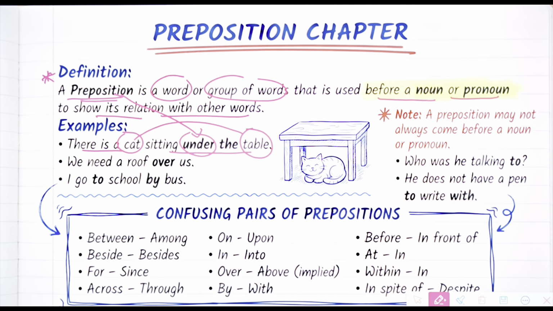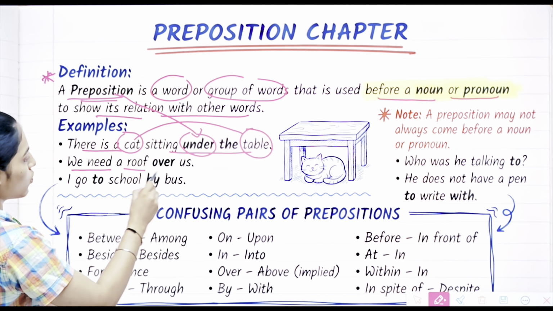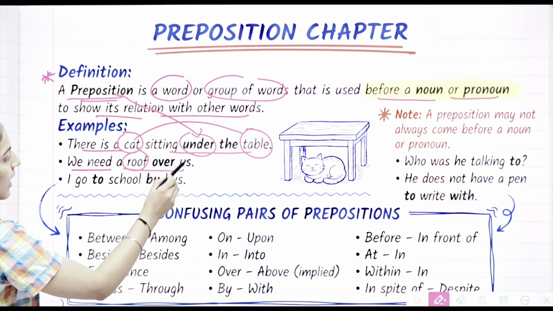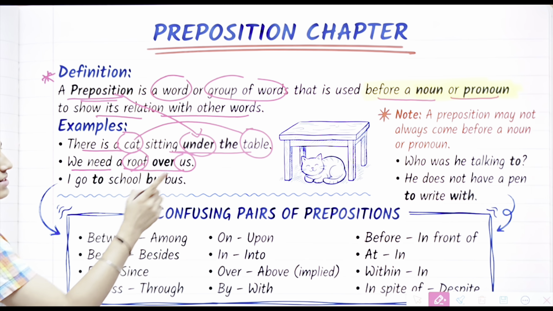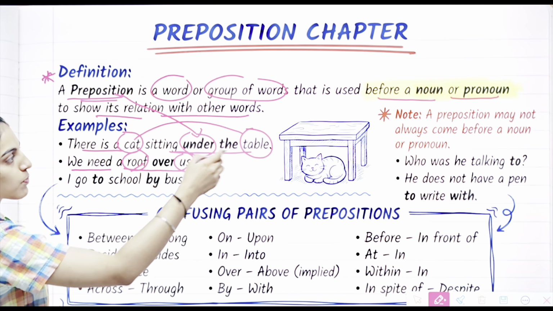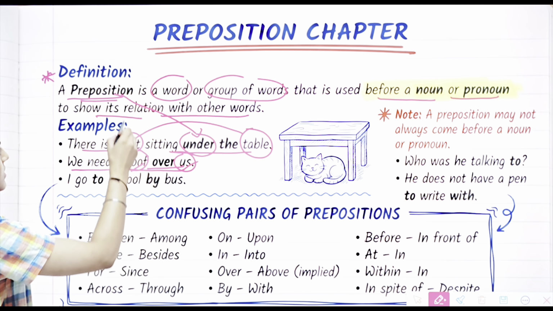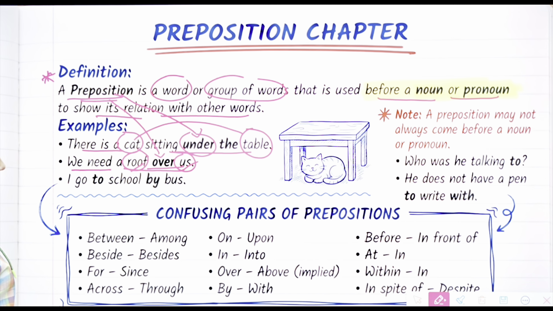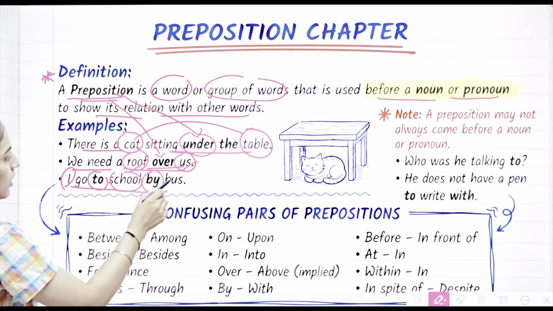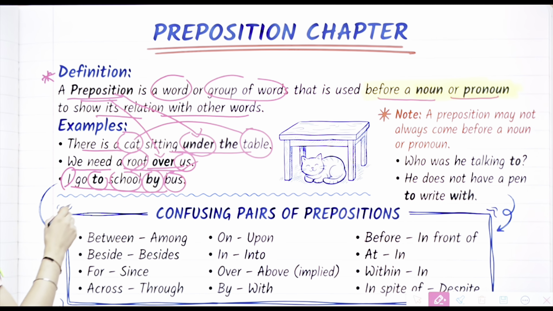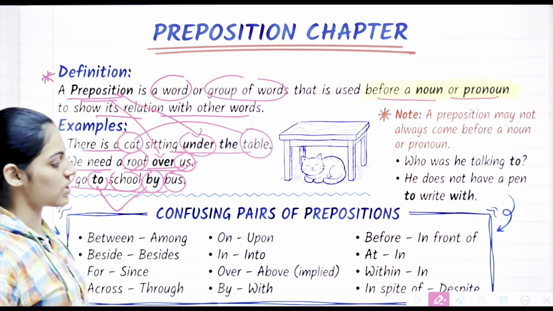And the second example that we have is: we need a roof over us. So roof is a noun and us is a pronoun, and the relation between them can be seen through the preposition over. Then the third example we have is: I go to school by bus. So here I, school and bus. The relation between them can be seen through these two prepositions.